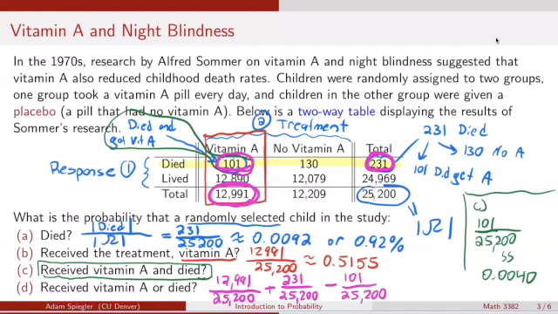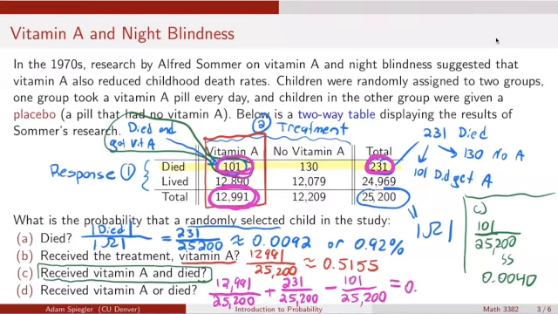And you can check, counting this probability gives us approximately 0.5207. So that's about 52% of the children in the study either received vitamin A or they died.